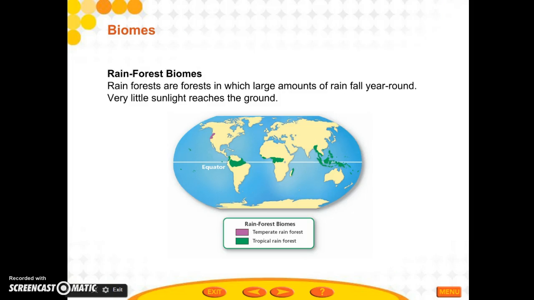Okay, rainforest biomes are found mostly in the equatorial region, but then you have that purple region up in the Washington area of temperate rainforests.